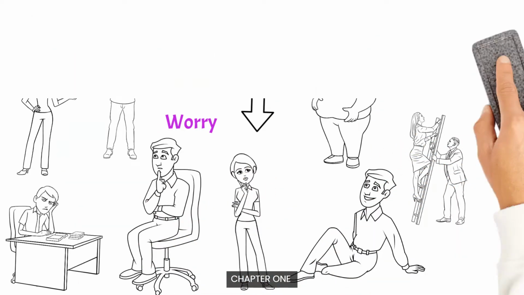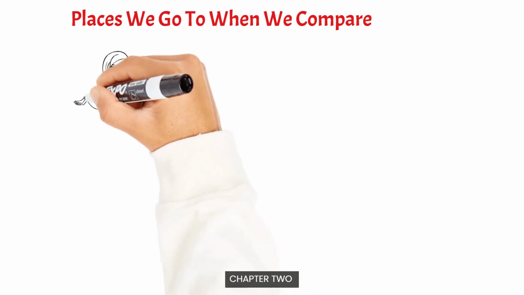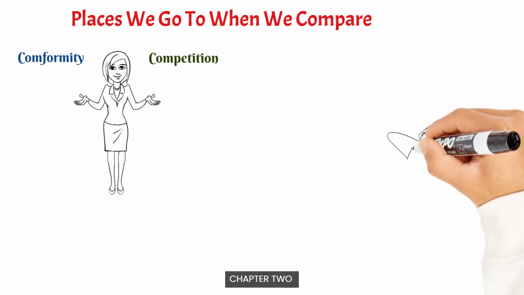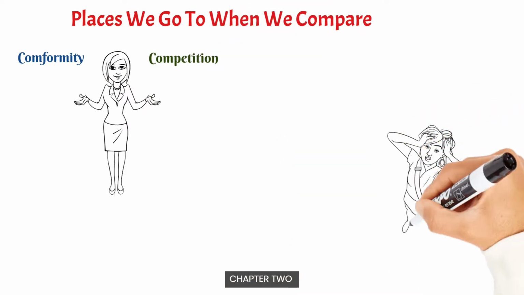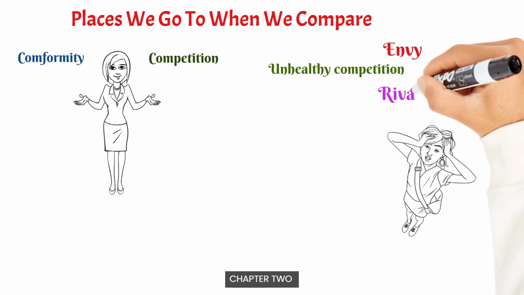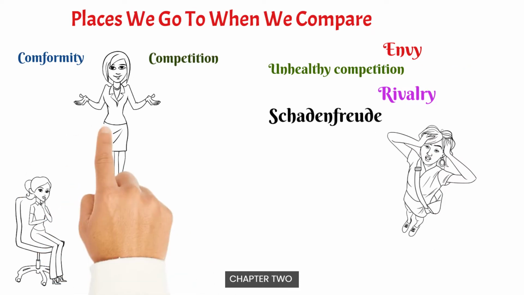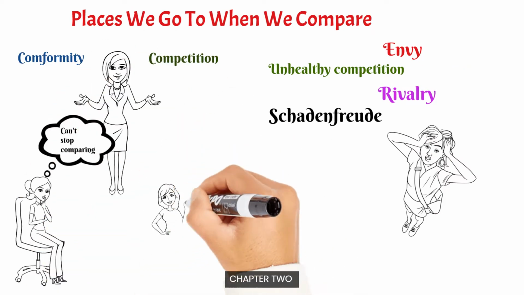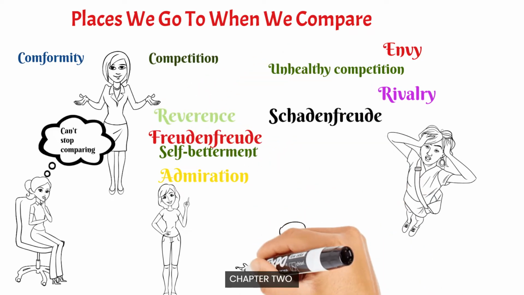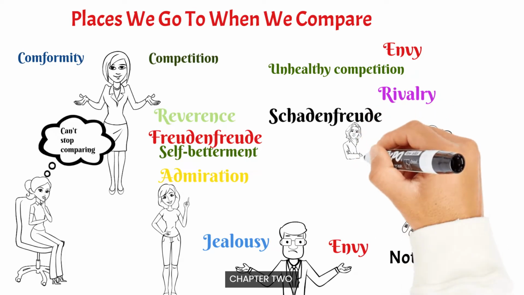She continues the exposition in number 2, Places We Go to When We Compare, taking a deeper look into comparison, which falls between conformity and competition. She looks at the bad and ugly side to comparison, how it drives envy, unhealthy competition, rivalry, and fuels schadenfreude. She takes a look at the human tendency to compare and how to use it properly so it leads to admiration, self-betterment, freudenfreude, and reverence. She also distinguishes between jealousy and envy, the strength of courage, and acknowledging feelings.